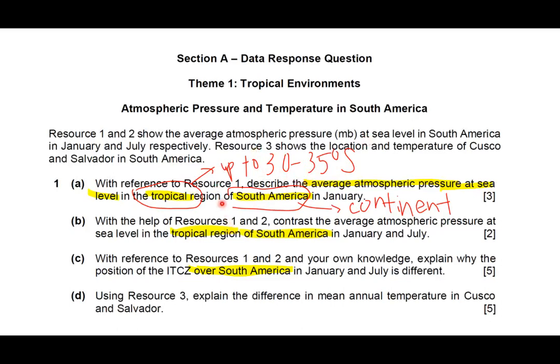Question 1A, B, and C all focus on South America. Now, what is South America? South America is a continent. So you should be focusing on the continent of South America rather than the surrounding oceans for question 1A, B, and C. For 1A and B, when you describe and when you contrast the atmospheric pressure, you should be looking at the continent of South America. For 1C, when you explain the position of the ITCZ, you should be looking at the position of the ITCZ over the continent of South America.